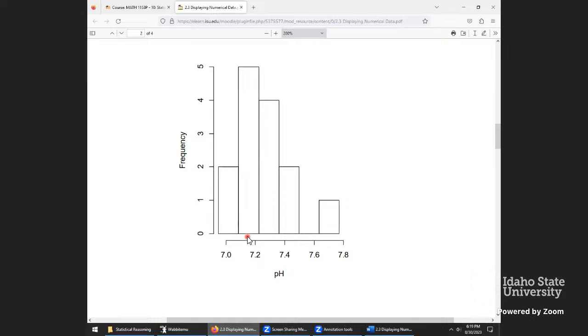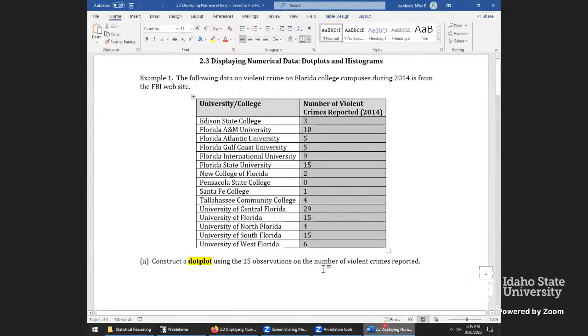Now, one of them is the dot plot. So before we study these kinds of things, let's get a feel for them by doing this dot plot down here. Any questions first before we start working through this example? Okay, well, here's the setup. It says the following data on violent crime on Florida college campuses during 2014 is from the FBI website. So very real and serious data.